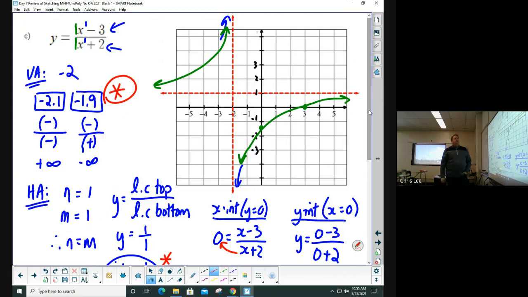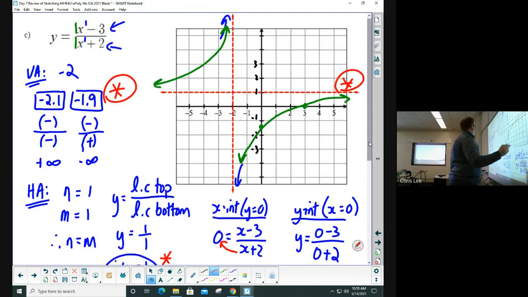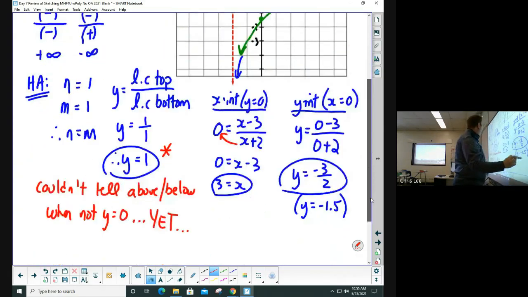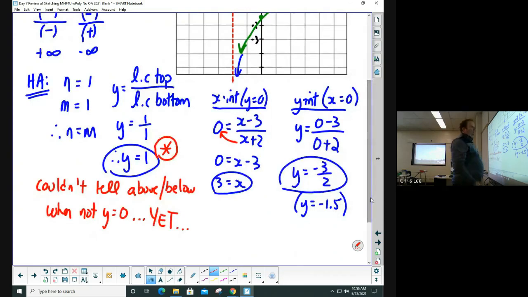All right, so where is new information kind of going to come in? I'm going to teach you how to find out whether it comes above or below of when the line is not at 0. So we're going to learn about that. We're going to tighten this up, not do a test point, but we'll try and figure out how to make that better. And of course, then we're going to do that part. The X-intercept's the same, the Y-intercept's the same, and everything else is the same.